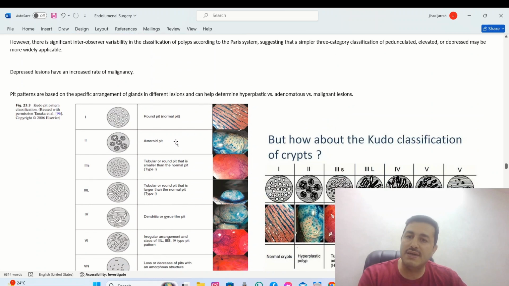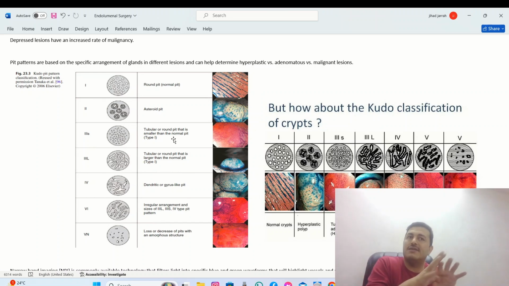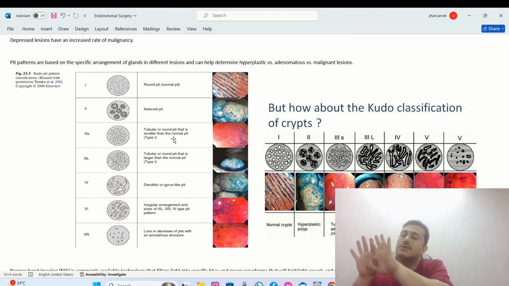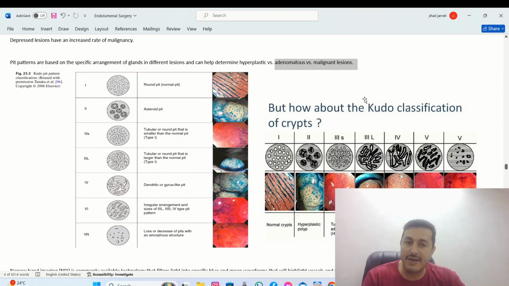The pit pattern, actually, this is a slit over the top of the polyp that takes many shapes, and according to that shape I can predict the risk of malignancy, and so for a malignant lesion I will not proceed with endoscopic submucosal dissection or endoscopic mucosal resection. You can see here, for example, these are the pits, the slits at the top of the polyp. We have round pit, asteroid, tubular, dendritic, tubular and round, irregular, etc. And finally, they can be classified as hyperplastic, adenomatous, malignant. We do not want to touch the malignant lesion at all.